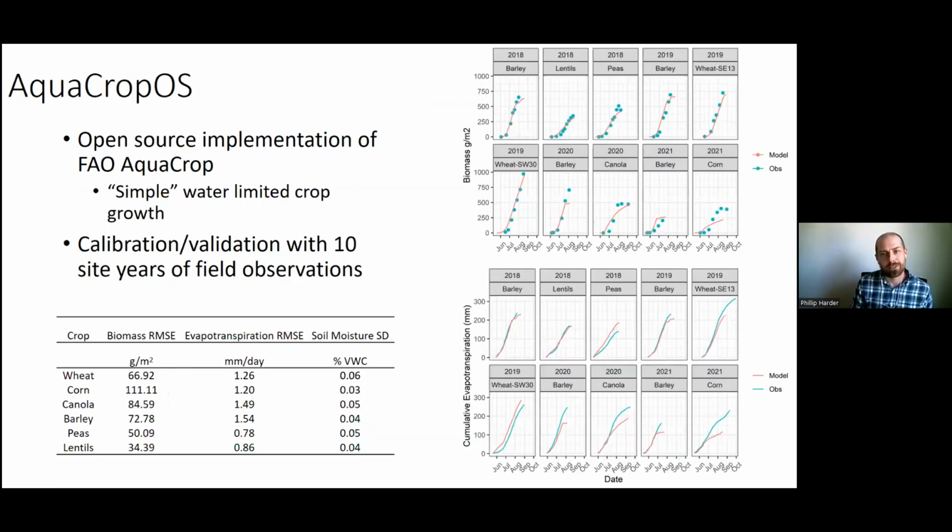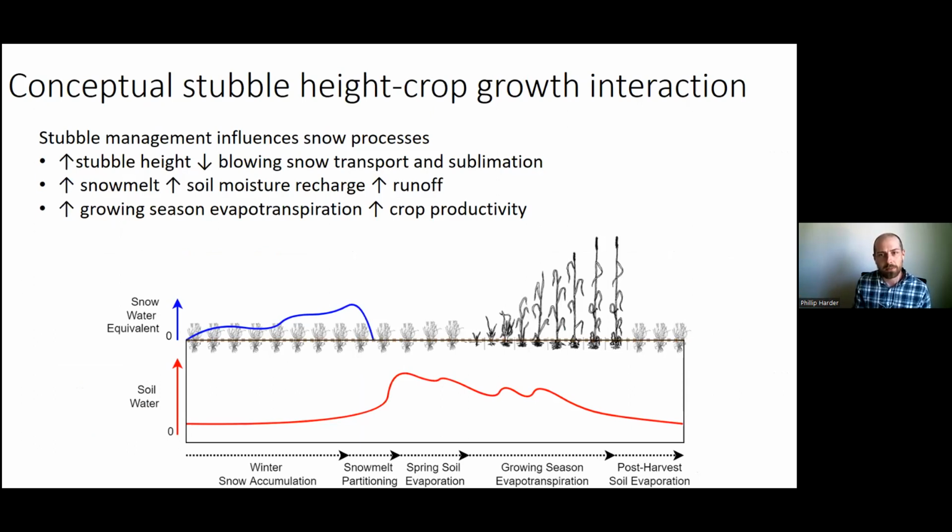But the first thing is AquaCrop-OS has not been used all that much, so we need to validate it. So from a subset of these, we can start looking at how well we're representing biomass and evapotranspiration. Keep in mind, 2021 was kind of a terrible year, so take that with a grain of salt, but we're doing pretty good. And then we can couple this together, and then conceptually, we can start trying to simulate a stubble height crop growth response.